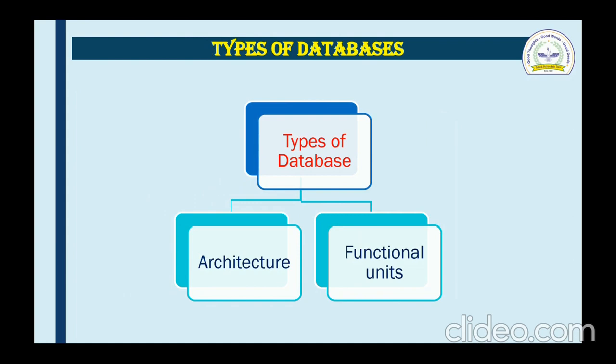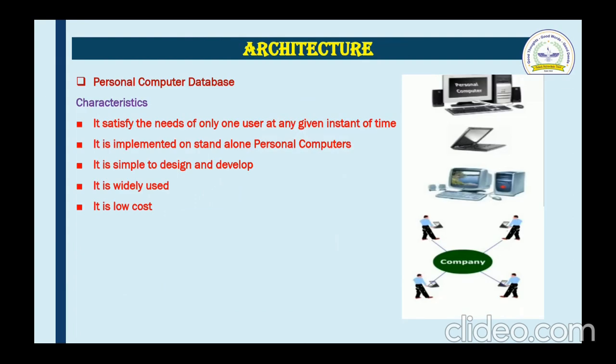Types of database. Databases are classified broadly into two groups. These are: number 1, according to architecture; number 2, according to functional units. Let us discuss each one in more detail. According to the first classification, there are further subtypes of database. Number 1, personal computer database. This type of database is developed on personal computers.